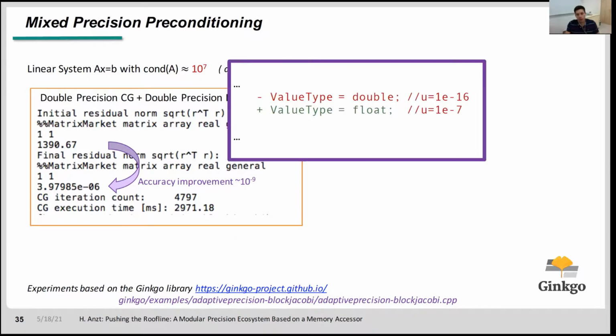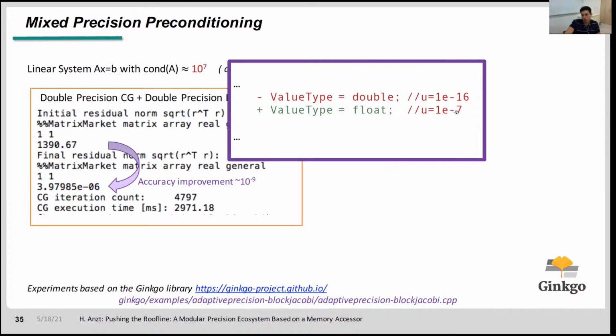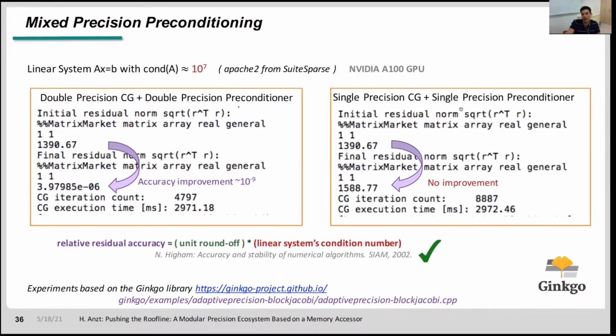Ginkgo also allows you to compile in different precision formats. And if I just run the same setup in single precision, I see that this is not converging anymore. And that is again according to the expectations, because the unit round-off for single precision is 10 to the power of minus 7, and I have a matrix with condition number of 10 to the power of 7. So I have a relative residual accuracy of 1, so no improvement.